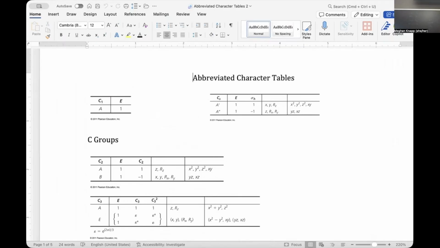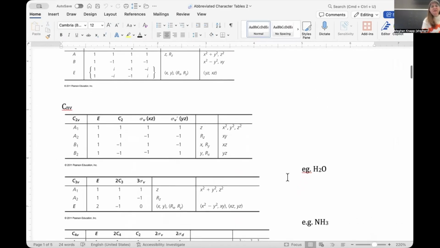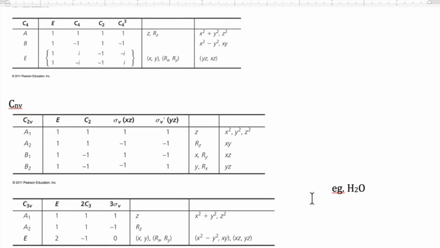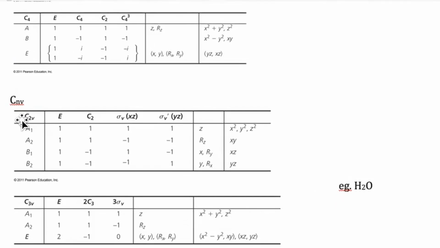Let's see, we had several in the Cnv's. So if you had a C2v, that's the first one listed about midway down under the Cnv groups. This is the same one that water is. What is the order for Cnv? Chase and Caleb both had C2v. And add up the invisible ones. We're just looking across the top, looking at the coefficient of E, C2, sigma, and sigma prime. So add those coefficients. 4. So the order of the group is 4.